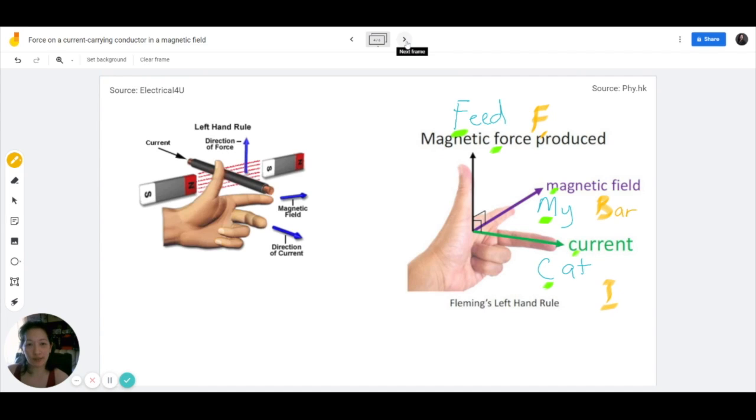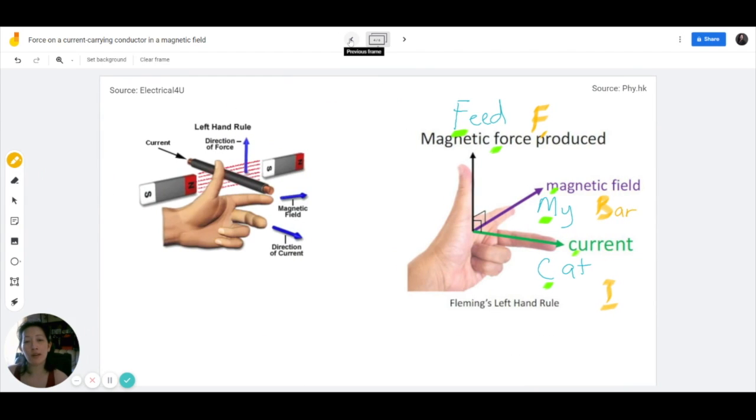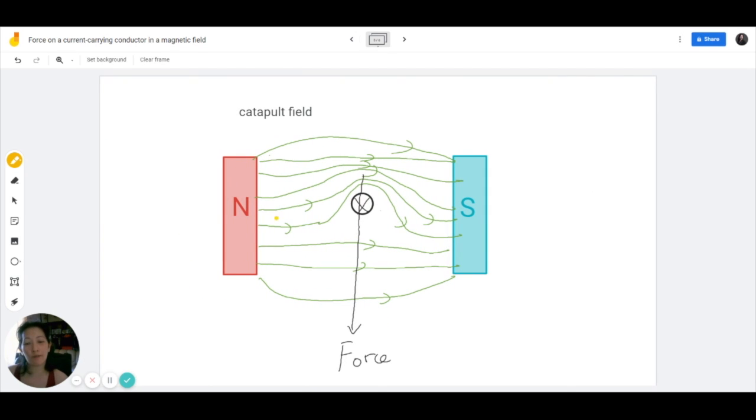So once we've understood this, we also just need to run through quickly what are the factors which affect the induced force. Let's start with considering the factors which affect the magnitude of the induced force first. If you don't know how to determine what the factors are, here's a very simple way. We already know that the reason why the force is induced is due to, number one, the magnetic fields between the permanent magnets, and number two, the magnetic fields that exist around the current.